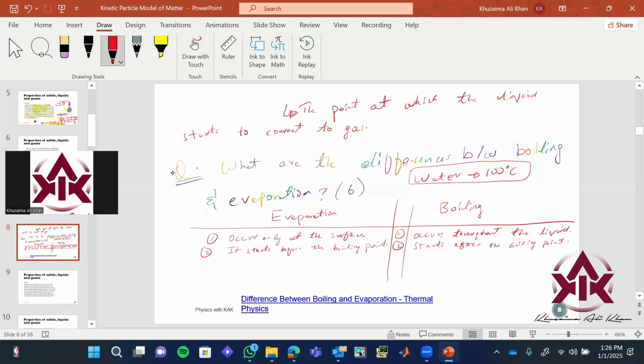The third one is evaporation has no bubbles, while boiling has bubbles, right? And I guess these three are enough for you guys. If you want to note down more, you can just use the video and note down the extra ones. Okay.